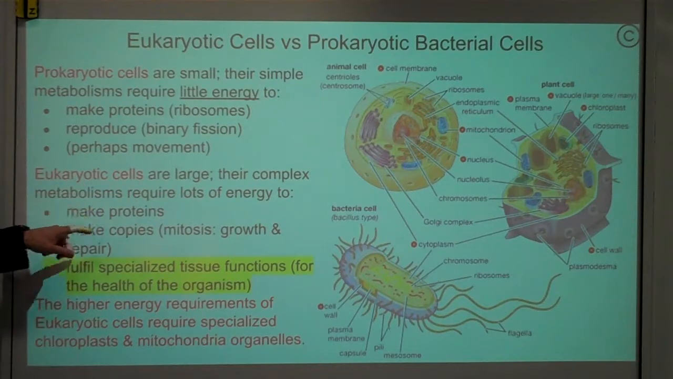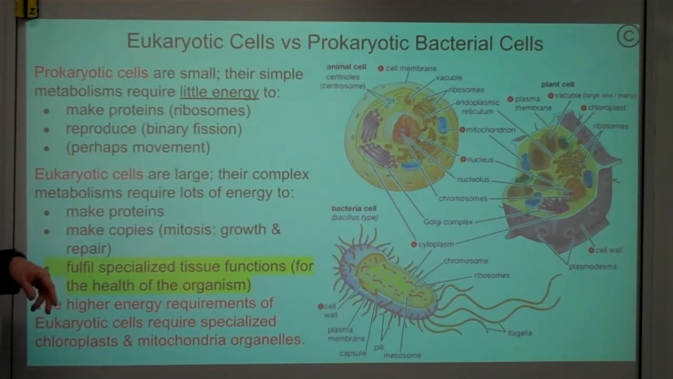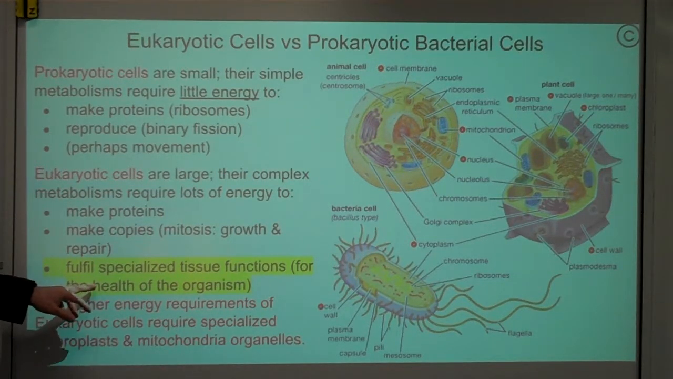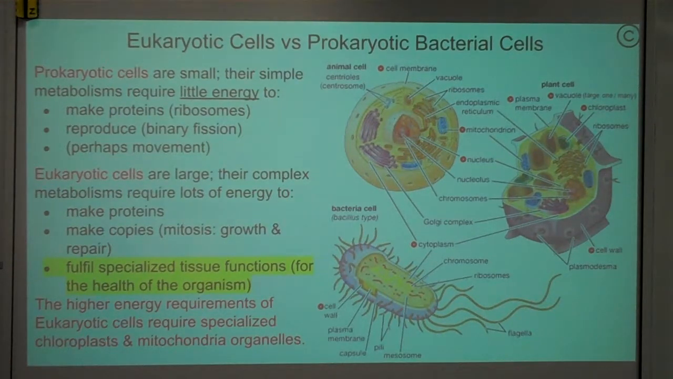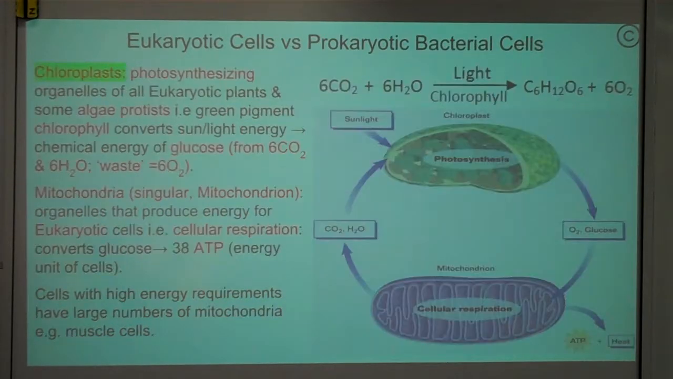Eukaryotic cells are large and complex, and their metabolisms require lots of energy. They also make proteins. They also make copies of themselves through mitosis, for growth and repair. But they also have specialised functions to maintain the health of the organism, and because of that, a lot of energy is needed, more energy. So we do aerobic cellular respiration, bacteria don't. Bacteria and archaea do not need to do that, but we do in order to survive.